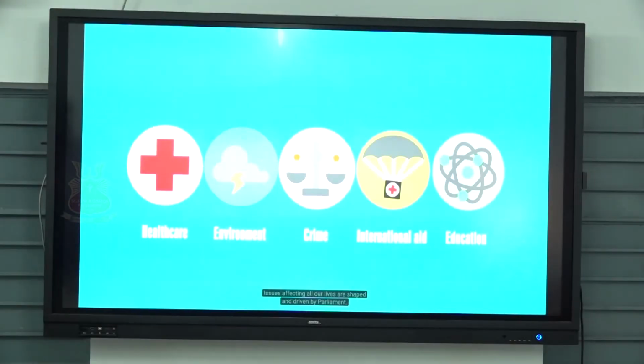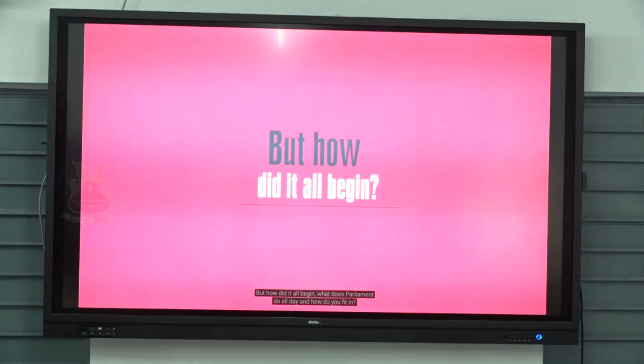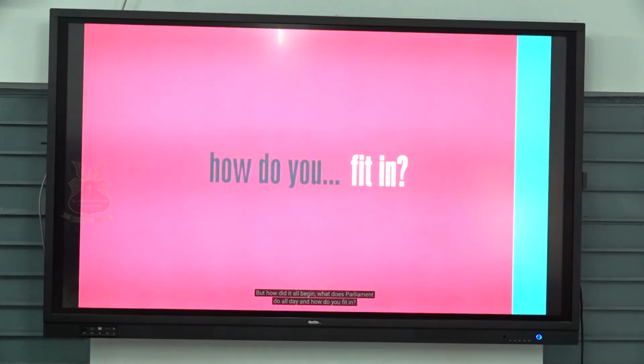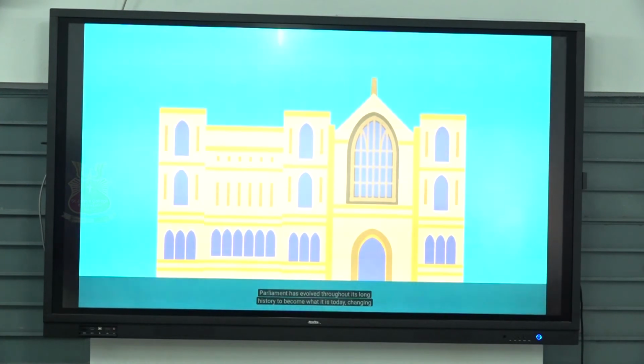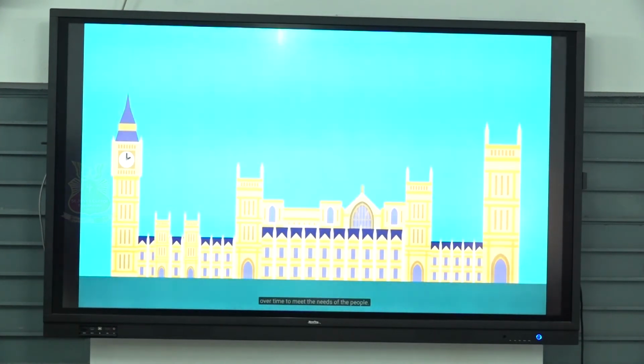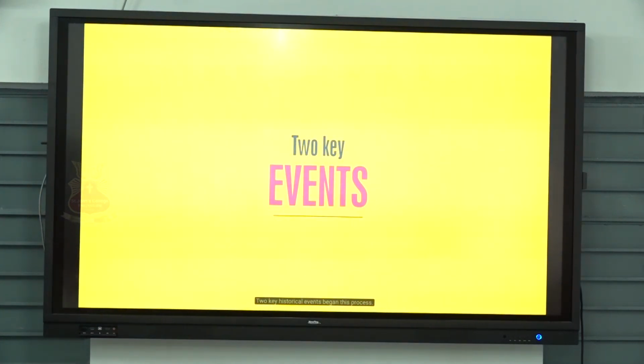Was shaped and driven by Parliament. But how did it all begin? What does Parliament do all day, and how do you use it? Parliament has evolved throughout its long history to become what it is today, changing over time to meet the needs of the people. Two key historical events began this process.